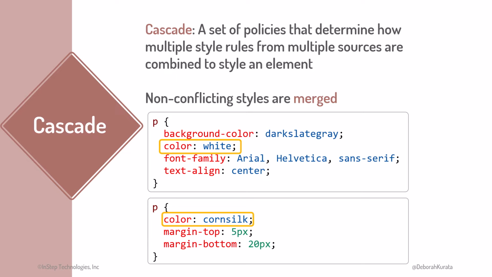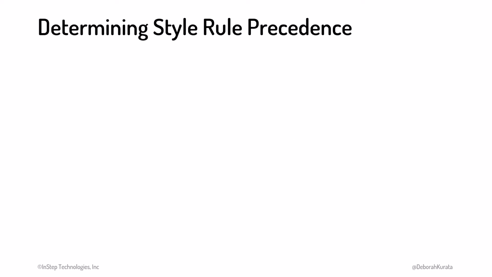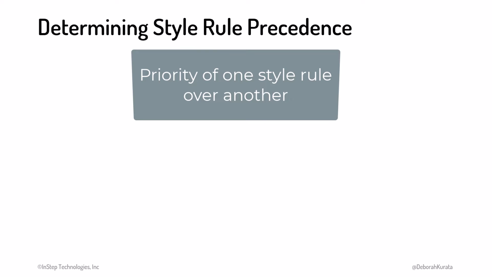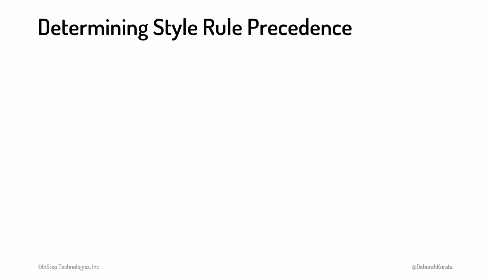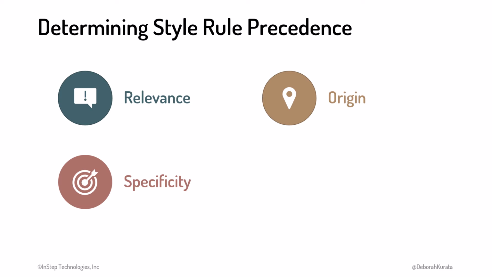For the conflicting style, which color the browser selects to use is based on style precedence. Precedence is the priority of one style rule over another when there's a conflict, basically defining which style rule wins and styles the element. Let's look at 4 factors the browser uses to determine style rule precedence: relevance, origin, specificity, and order. The first factor is relevance.